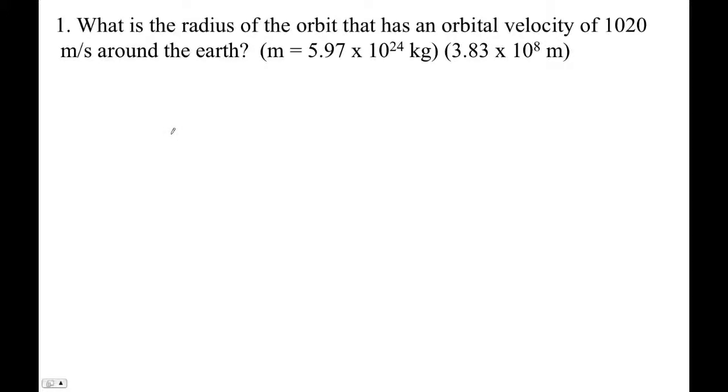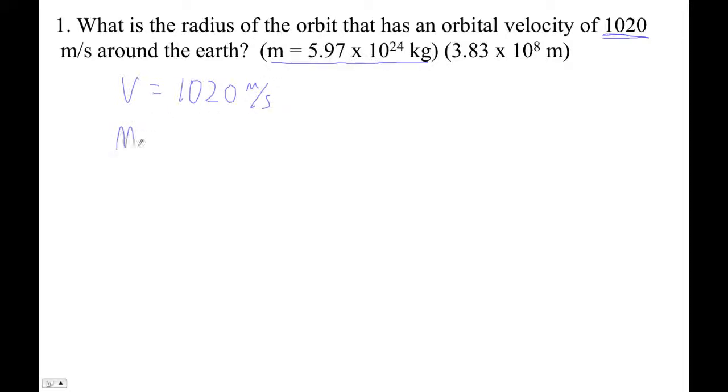All right, let's take a look at this orbit problem here. Now you're going to have all the solutions to those orbit things available to you. I'm going to pretend like I don't have them in front of me because actually I don't. Okay, so what is the radius of the orbit that has an orbital velocity of 1020? So that is our velocity. Orbital velocity is 1020 meters per second, and then we're orbiting Earth.